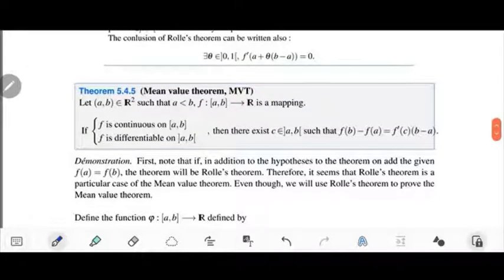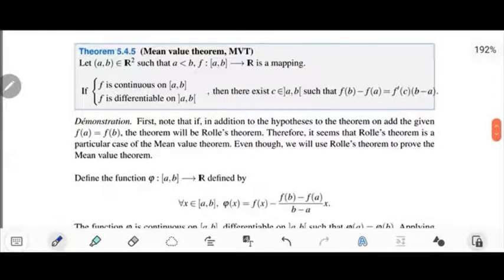So it's the same thing as saying that there exists C between A and B, satisfying f prime of C is equal to 0. Now, the second theorem we are stating is the mean value theorem, which is widely used in many places. It says that if you have a function f that is also, as in Rolle's theorem, continuous on the closed interval AB and differentiable on the open interval AB, and without any given on f of A and f of B like in Rolle's theorem.